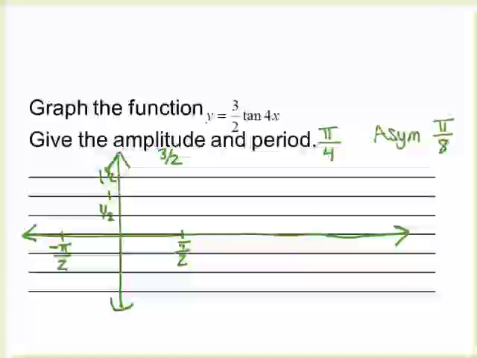The first thing we plot in our tangent graphs are asymptotes. The asymptotes are located in this problem at pi over 8. So what I need to do is take that pi halves and break it down into 4 pieces. And each of those pieces would be 1/8 of pi then. So my asymptotes go at the 1/8 of pi on both the positive side and the negative side.